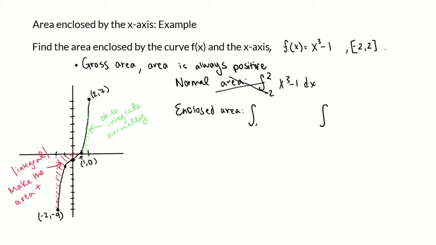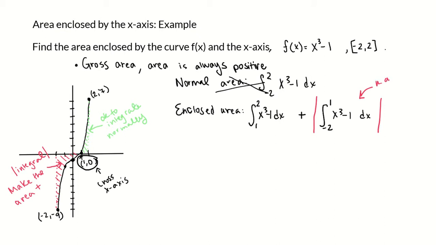So the green piece would be the integral from x equals 1 to x equals 2. The reason we're using 1 is that's the x value when we cross the x-axis of our function x to the third minus 1 dx, plus the integral from -2 to 1 of x to the third minus 1 dx. But since this piece is going to end up as a negative area and we're thinking about gross area, we want to take the absolute value of only this piece in order to make it positive. This first area from 1 to 2, that's already going to be positive.